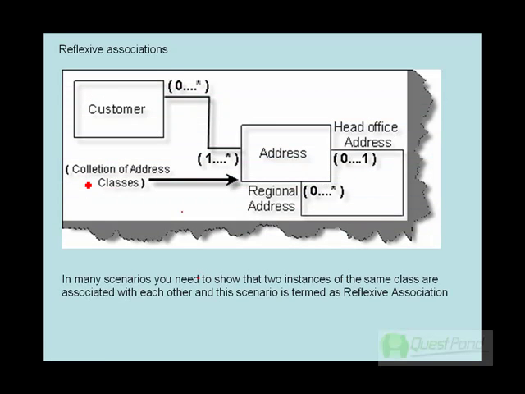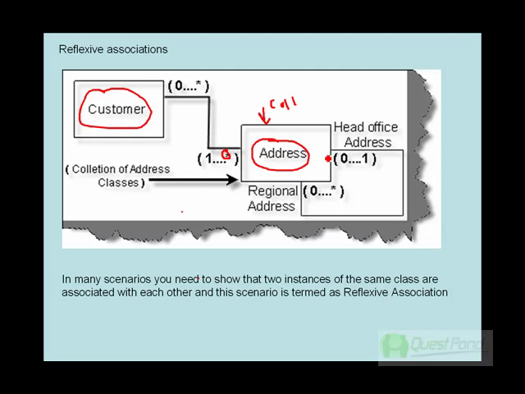Another type of association between classes is the reflexive association. A reflexive association shows how two instances of the same class are associated with each other. Let's try to understand this with an example. You can see that we have a customer class, and one customer can have many address classes. Now, within the address class itself, when we say many addresses, this is basically a collection.